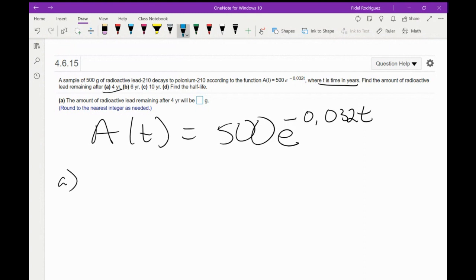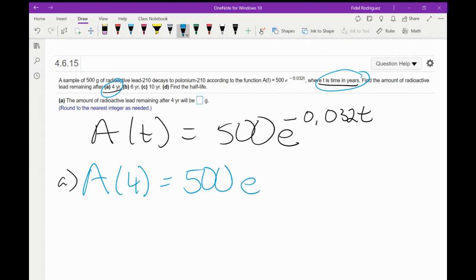Okay, so guys, since t stands for the time in years, and we're going to figure it out on part A for 4 years, really what we're trying to find is A of 4. And I'm going to show you all here, guys, that this is going to be very much a calculator type problem, okay?